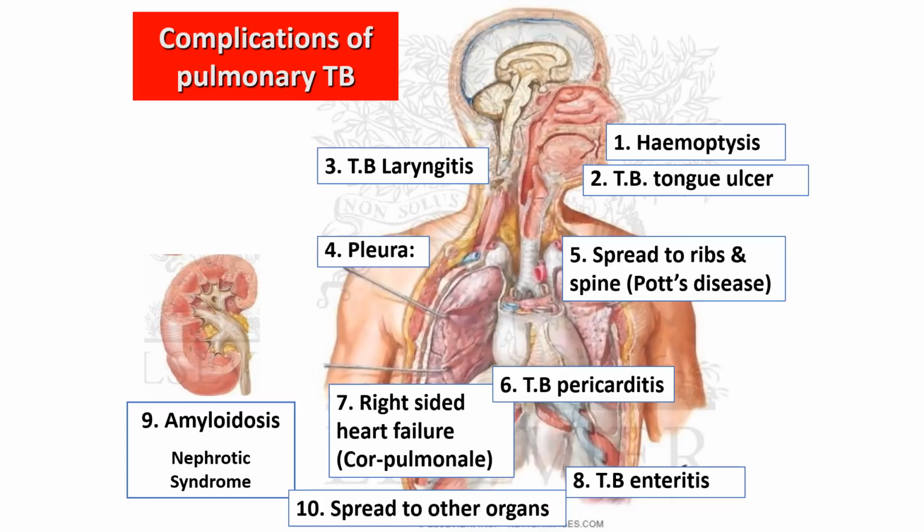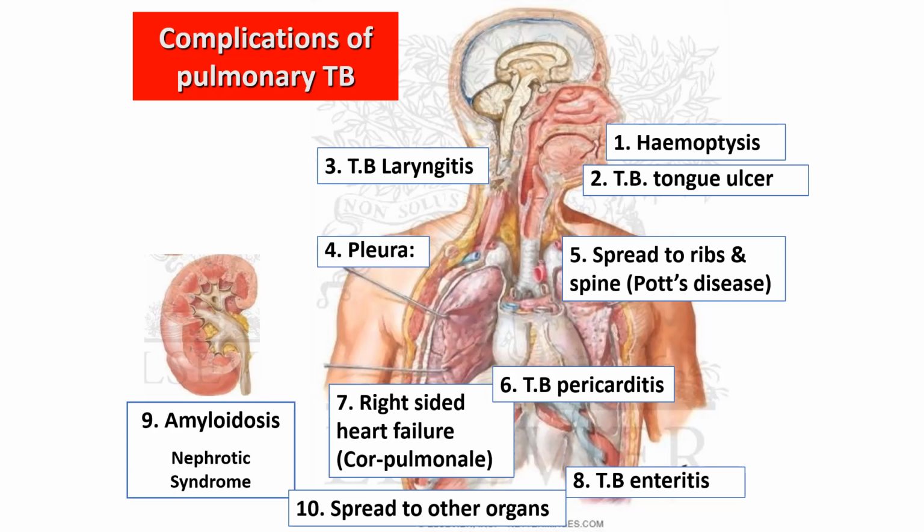What are the complications of pulmonary TB? First, and the most common one, is hemoptysis, presence of blood in cough or in sputum. When the organism reaches the sputum and the patient is coughing, TB can spread to the oral cavity and the tongue, forming tongue ulcer. Second, TB laryngitis, and spread to the nearby covering pleura, because TB infection is mostly subpleural. So it is likely to affect the pleura, forming TB pleurisy.